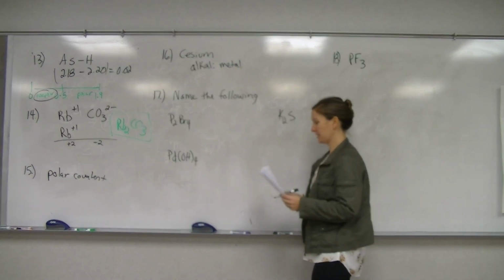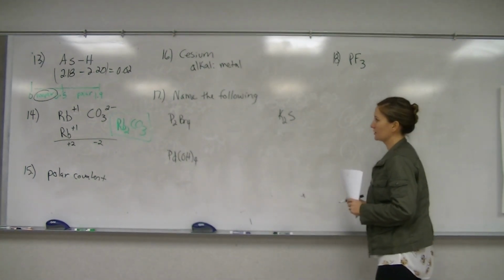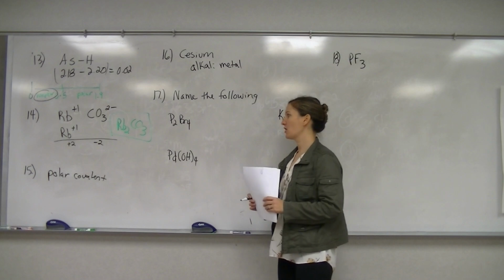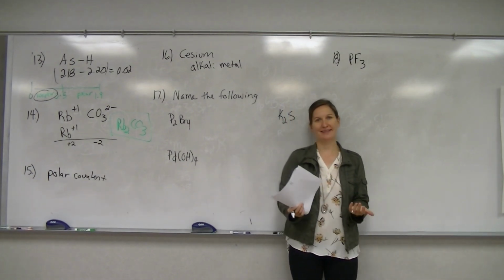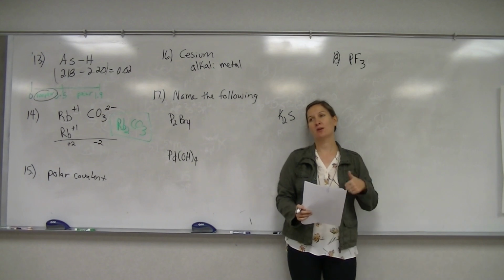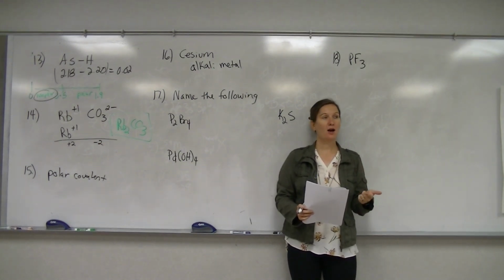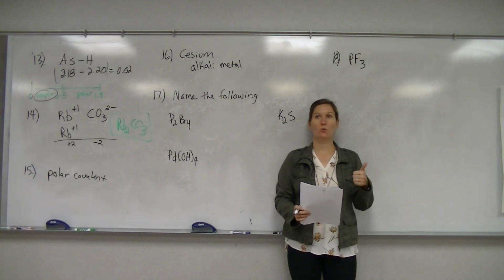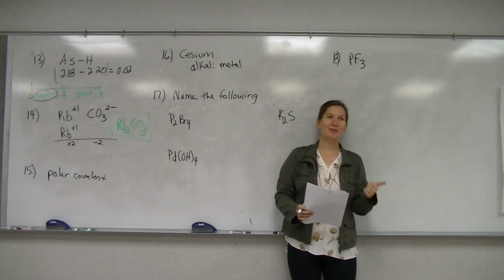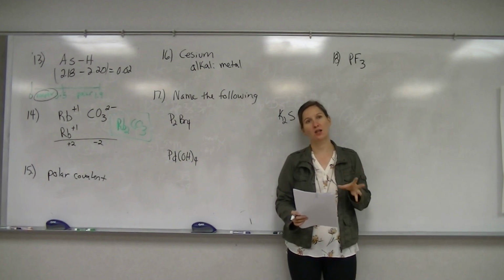Let's look at number 17 and name some compounds. So P2Br4, so in order to name it, you need to know what type it is. Is it covalent? Is it ionic? So covalent is nonmetal with a nonmetal, or a metalloid with a nonmetal. Ionic, it's going to be a metal with a nonmetal, or a metal with a polyatomic, or 2 polyatomics together. Those are all ionic ones.